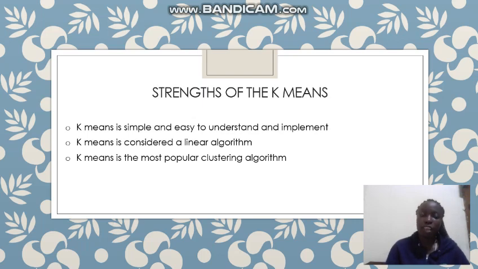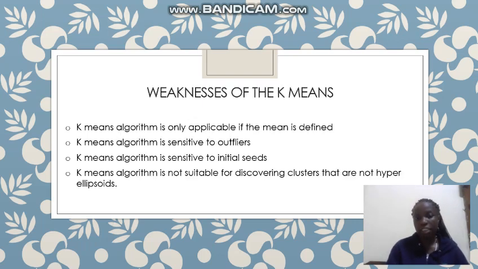Then the strength of the K-means. The K-means is simple and easy to understand and implement. It is considered as a linear algorithm and is the most popular clustering algorithm, as the weaknesses are it is only applicable if the mean is defined, meaning if it isn't defined, it is not applicable. Then it is sensitive to outliers, it is sensitive to the initial seeds, and it is not suitable for discovering clusters that are not hyperellipsoids.